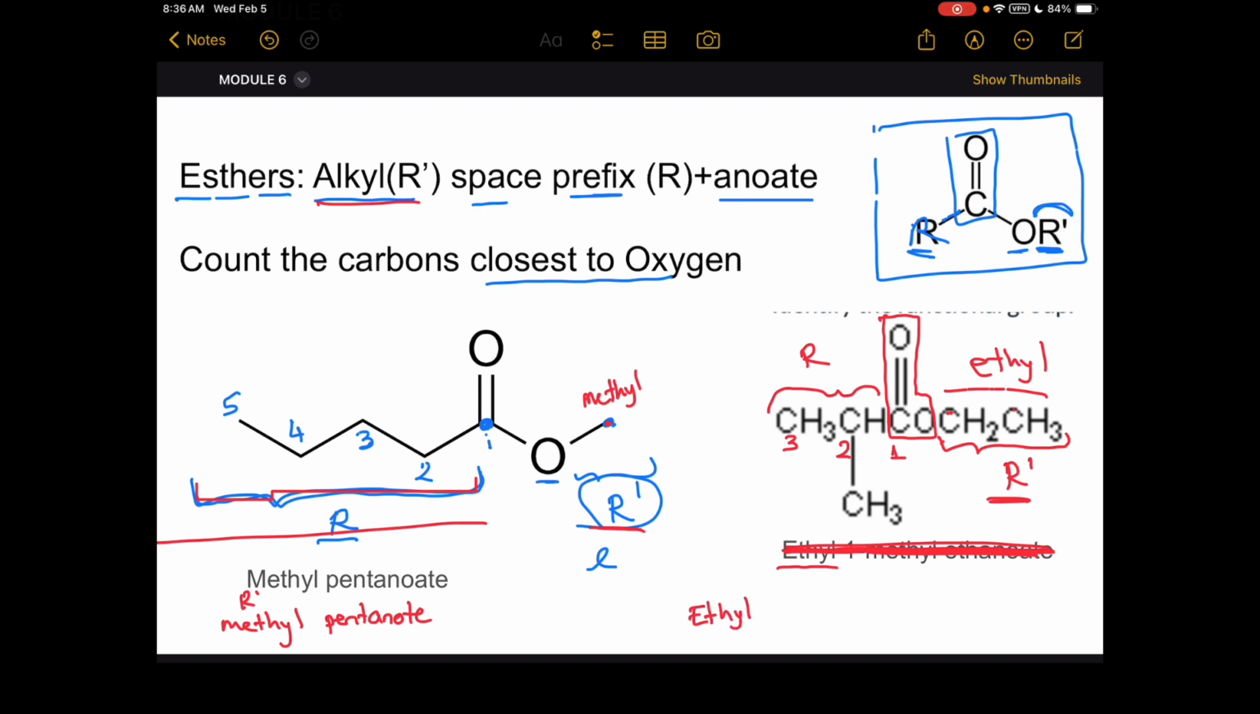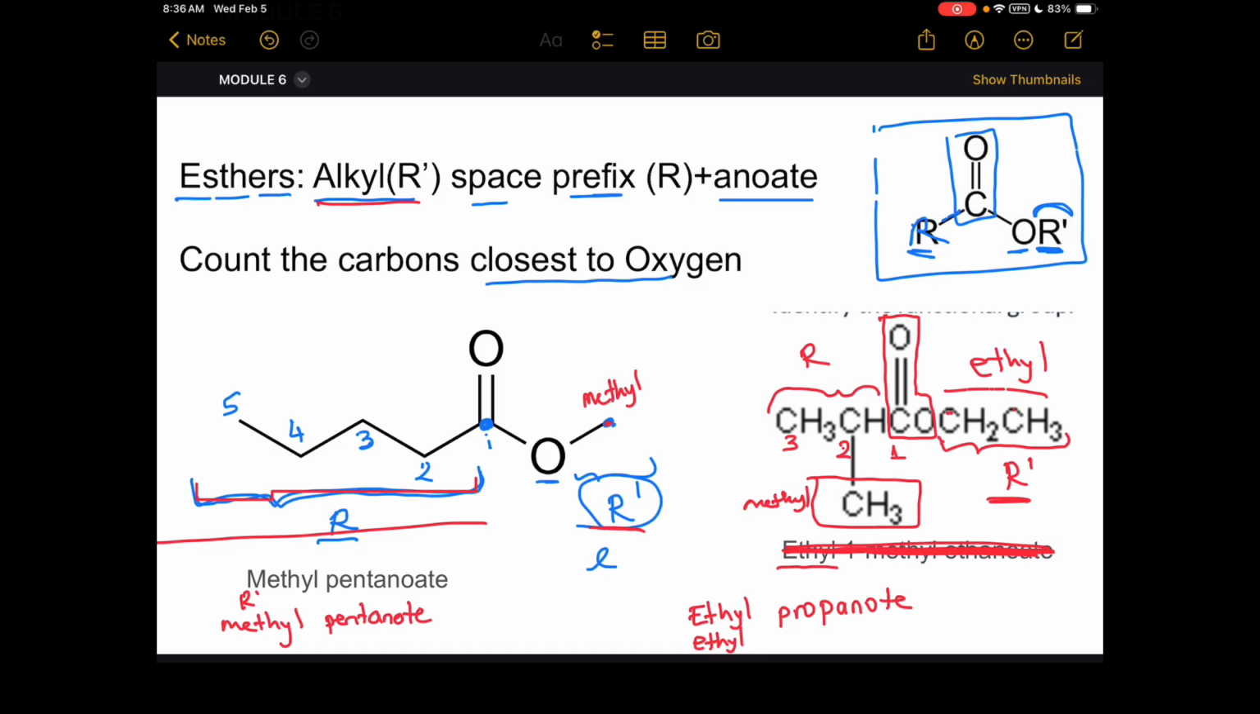Now we are putting a space. We're going to name this part. 3 carbon is propanoate. But I have something else sticking out here. That's the substituent. Where is my substituent located? It's on carbon number 2. What's the name of my substituent? It is methyl. So I have to put now ethyl. Okay, that's the name of the R prime.